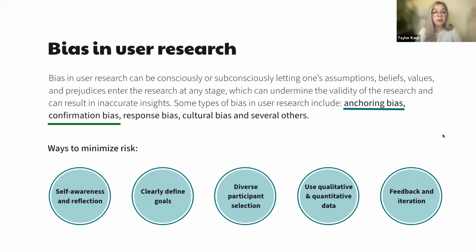Next is confirmation bias. This is when researchers seek out or interpret data that confirms their expectations or aligns with their own hypotheses and beliefs. For example, if a researcher believes that their site is well designed and user-friendly, during usability testing they might just focus on the positive user interactions and ignore any negative feedback, interpreting it as a user error or an isolated incident.